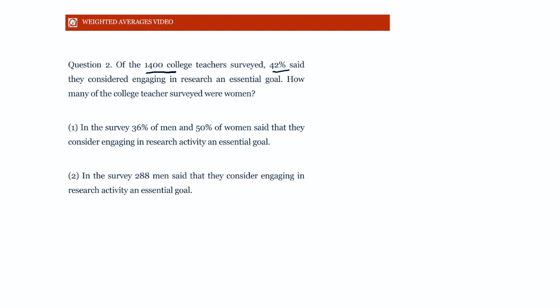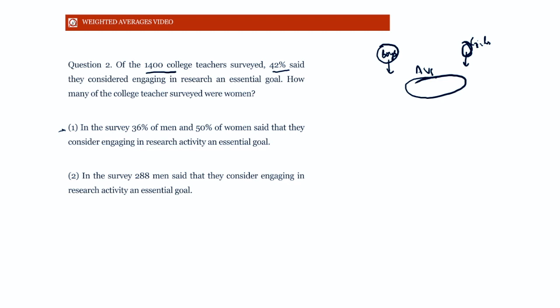Okay, let's look at statement one now. In the survey, 36% of men and 50% of women said that they consider engaging in research activity an essential goal. Now I'm thinking weighted averages. Why is that? Because I have two groups. Weighted averages is what? Basically, if you recall our first most basic example, there was a group of boys and a group of girls, and we talked about something, their height, weight, something. We said that the average of this group is something and the average of this group is something. And when we combine them, what is the total average? The average of both their averages, right? So whenever we have two groups and then we combine them and talk about their average, we are talking about weighted averages in those cases.